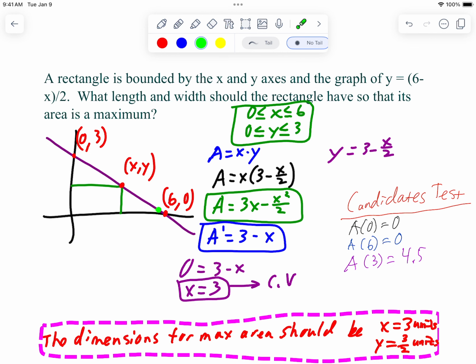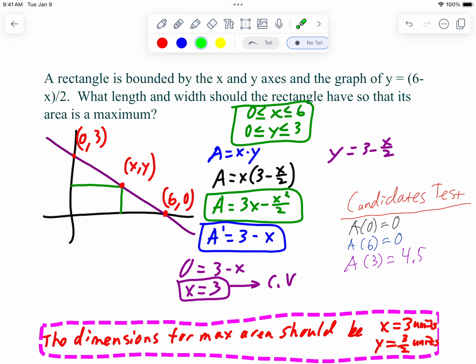So I draw the y-axis, the x-axis, here's my origin, here's that line, y equals 6 minus x over 2. And so that gives me my bounds then, right? So I can see, well, x is from 0 to 6, but again, I'm going to include those. Y is from 0 to 3, and again, I'm going to include those values. So then if I label this point here xy, then this side of the rectangle is x, this side of the rectangle is y, so my area is xy.